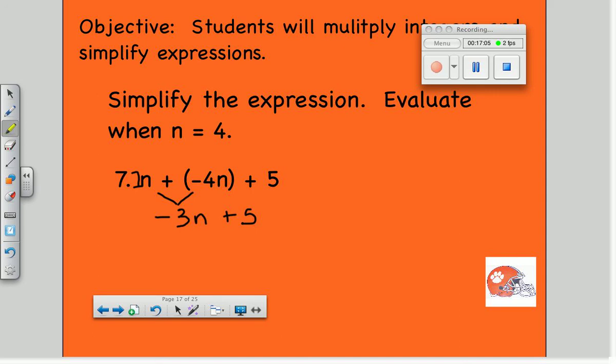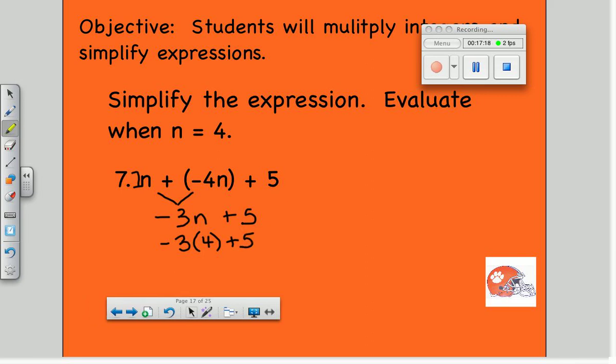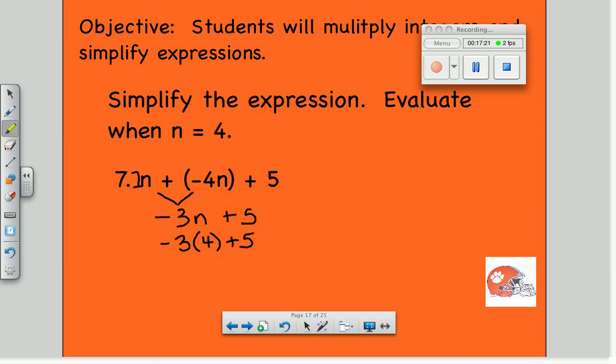So, let's substitute now the n for 4. So, negative 3, substitute n for 4. Don't forget the parentheses that mean multiplication. You have to remember those. Plus 5. Negative 3 times 4. Hate to love. Hate to love. That's bad. That's negative. 3 times 4 is 12. Plus 5. Negative 12 plus 5. I have 12 negatives, 5 positives. I know my answer is going to be negative because I have more negatives. And what's 12 minus 5? 7. Negative 7.